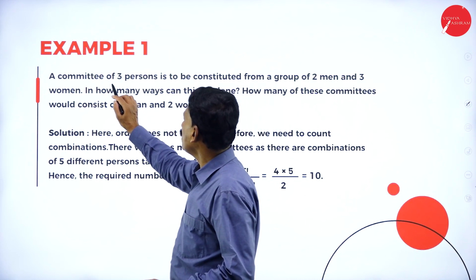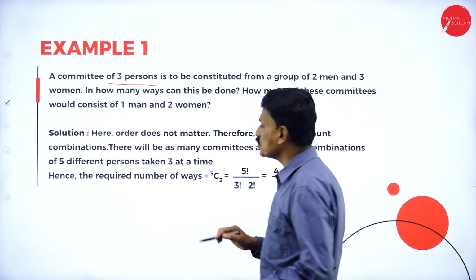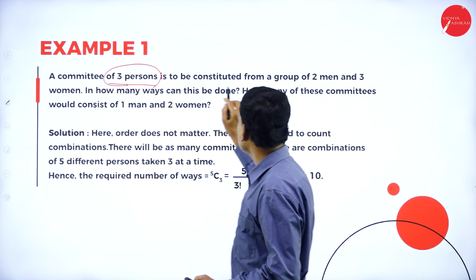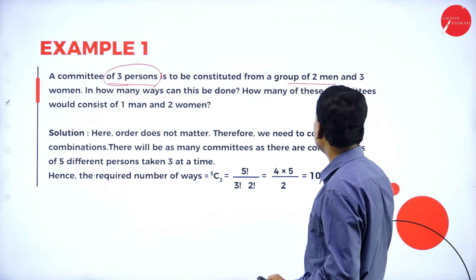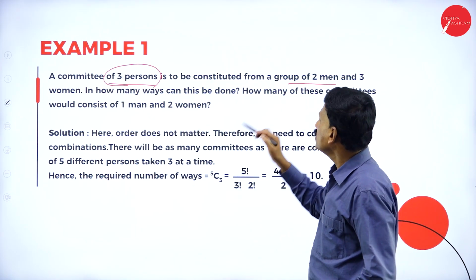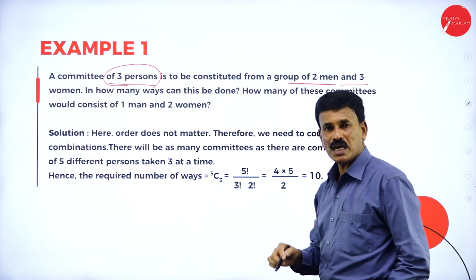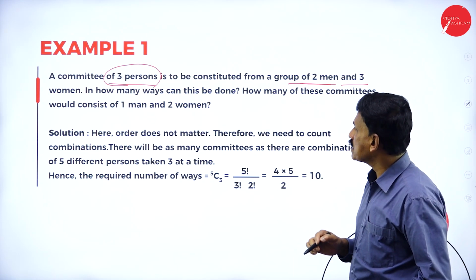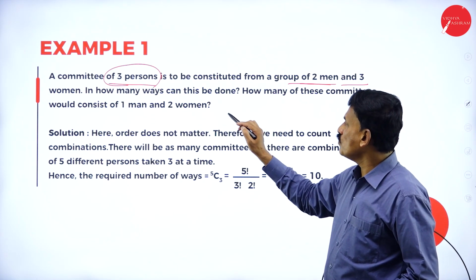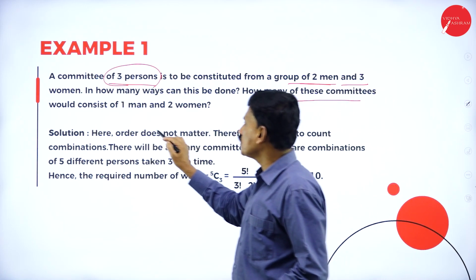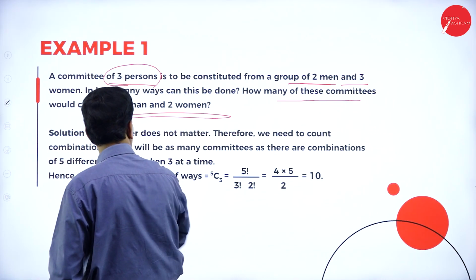Now, a committee of 3 persons is to be constituted from the group of 5 men and 3 women. So, there are 5 men and 3 women, from which we have to constitute a 3 persons committee. In how many ways can this be done? How many of these committees would consist of 1 man and 2 women?